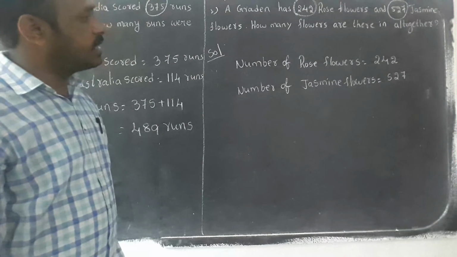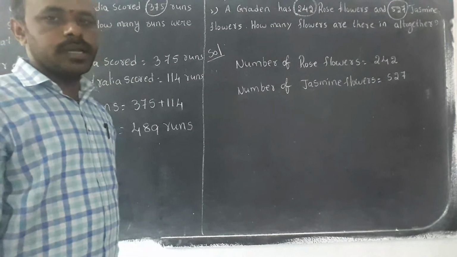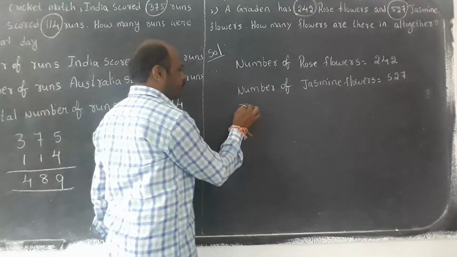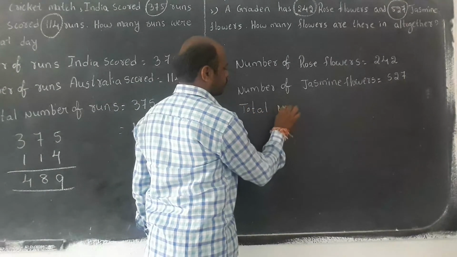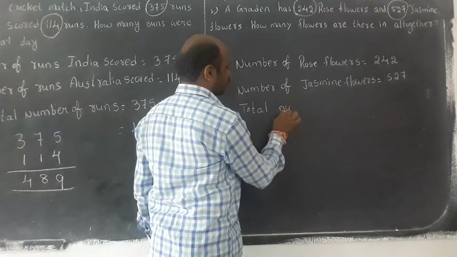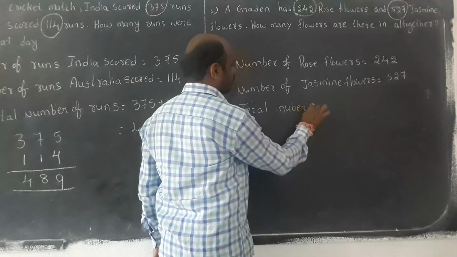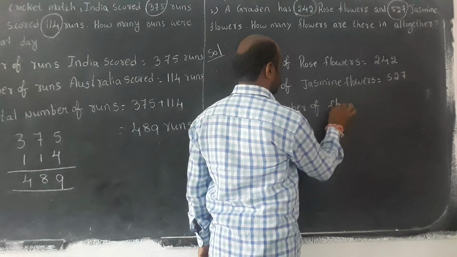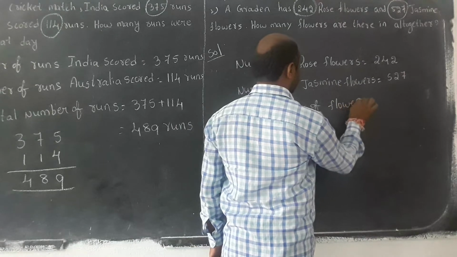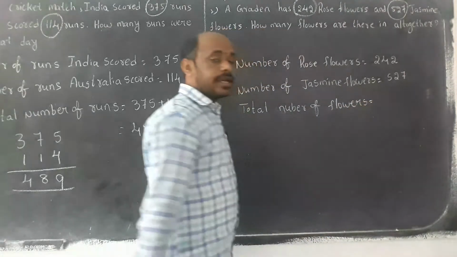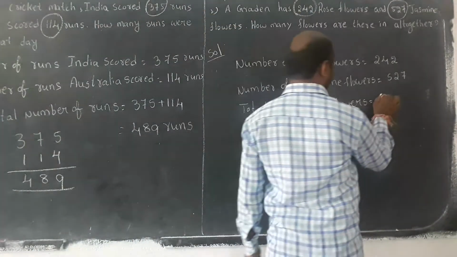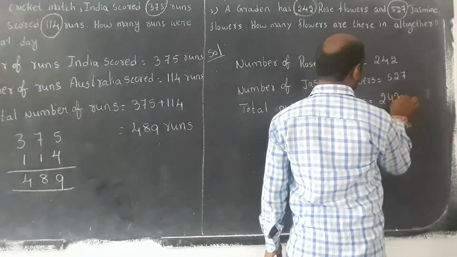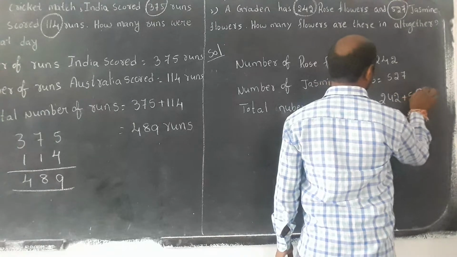Total number of flowers all together, or we can write total number of flowers. What do we have to do? Together is asked, as I told, we have to add. Addition: 242 plus 527.